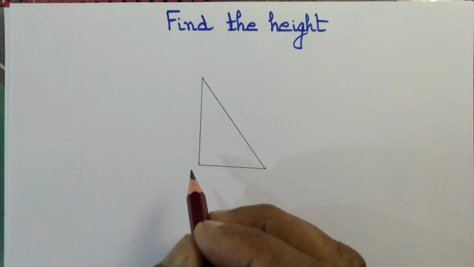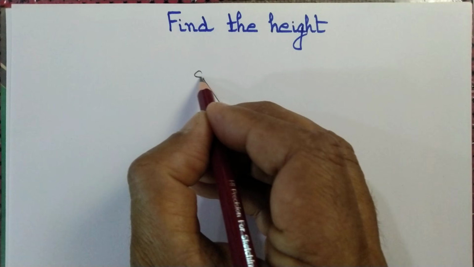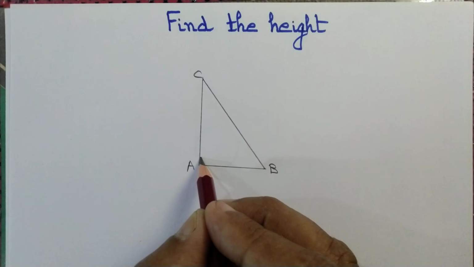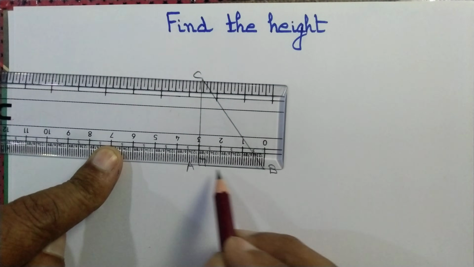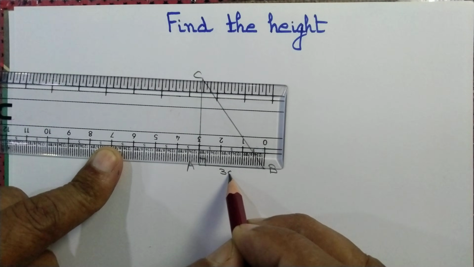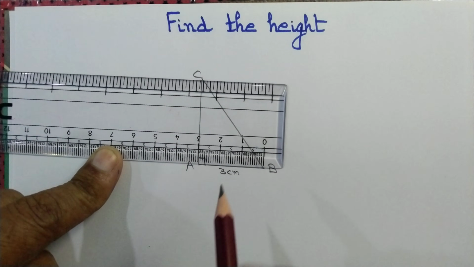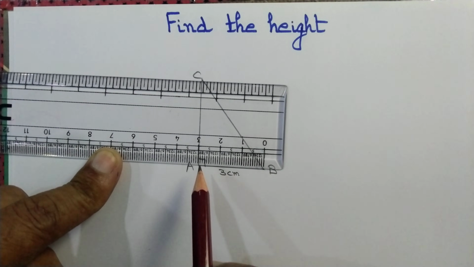We got a right angle triangle ABC with angle A measuring 90 degrees and side AB, or the base AB, measuring 3 centimeters. It is a right angle triangle with the base measuring 3 centimeters. You can see 0 to 3.